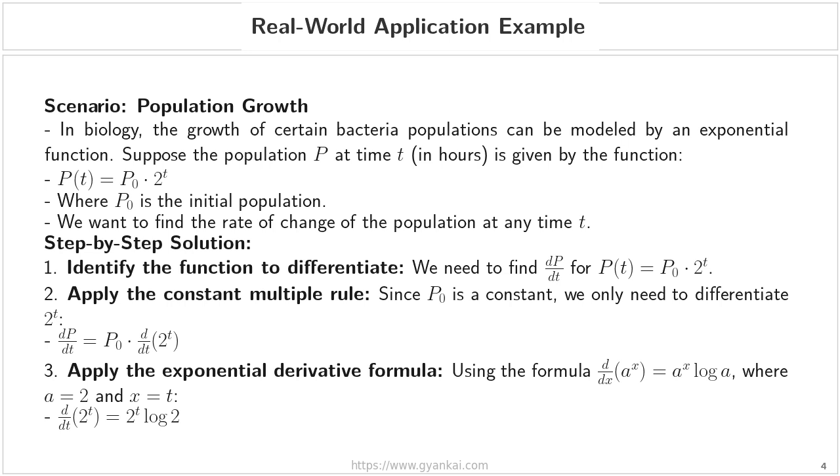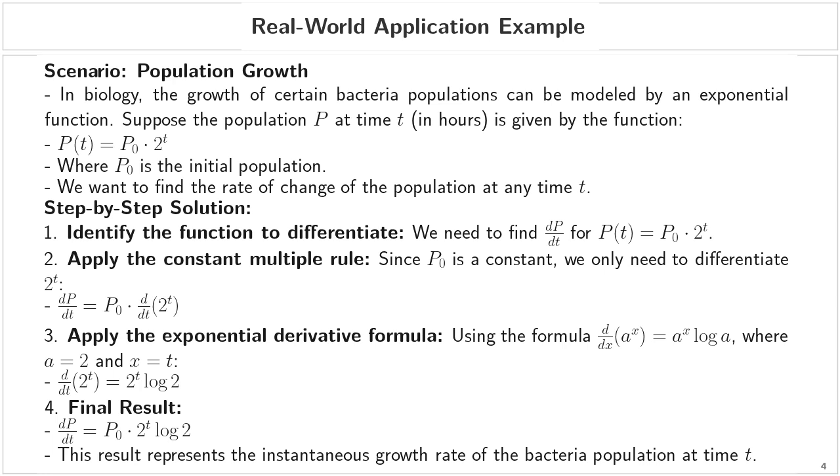Finally, we combine these parts for the final result. The derivative of P with respect to t equals P0 times 2 to the power of t times the natural log of 2. This resulting expression represents the instantaneous growth rate of the bacteria population at any time t. This example demonstrates how the theoretical formula we derived is used in practice. In the following slides, we will summarize the key takeaways and discuss some common mistakes to ensure you apply this rule correctly.